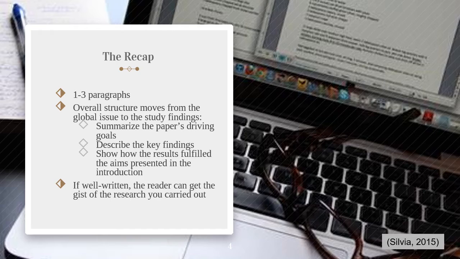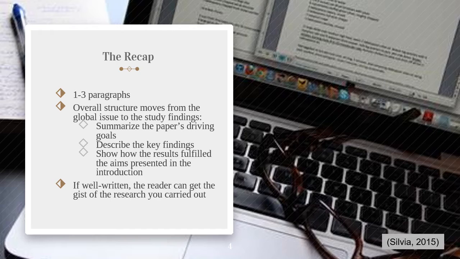Let's start with the recap. The recap generally is 1 to 3 paragraphs at the start of your discussion. And the overall structure basically moves from the big picture to the study's findings. So you'll summarize the paper's driving goals. What was the purpose? What were the goals? What was the intent of your study? You'll describe some of your key findings, and then you'll show how the results fulfilled the aims and goals of your study that you presented in the introduction.